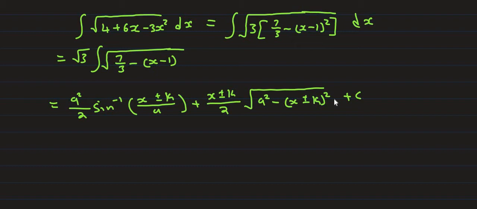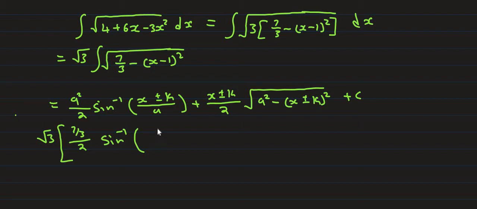Then we substitute the constant, square root of 3 in the bracket, a squared. a squared is 7 over 3, so 7 over 3 divided by 2, sine inverse of x plus or minus k.